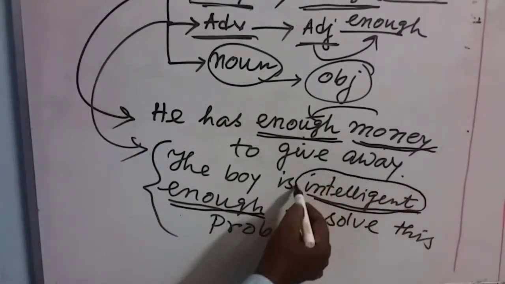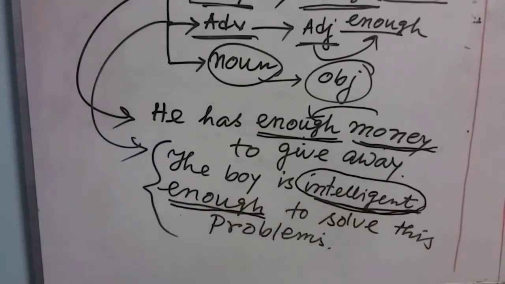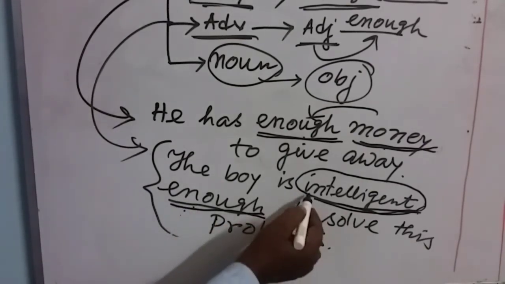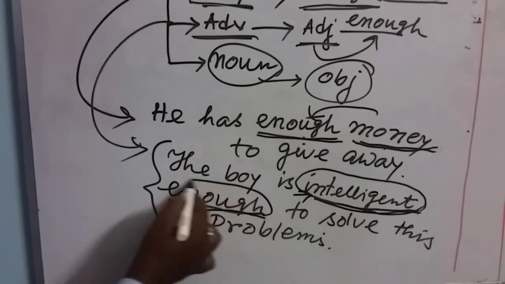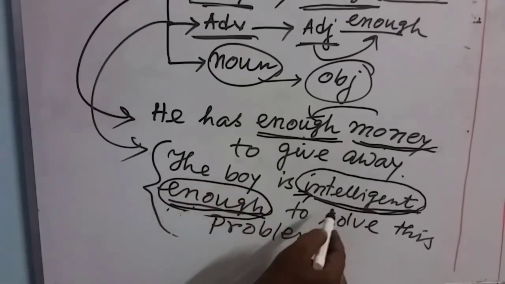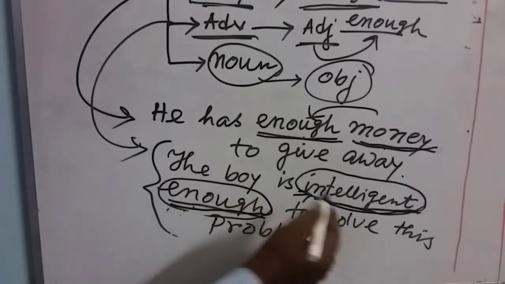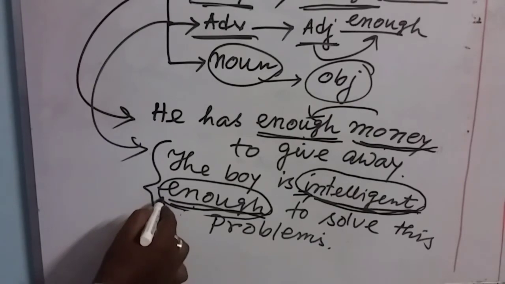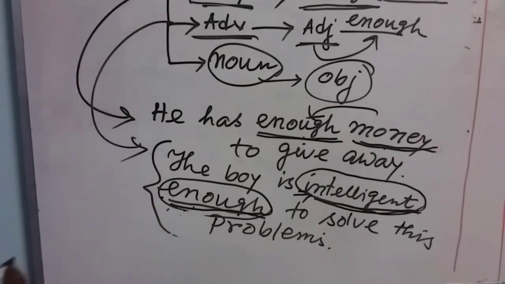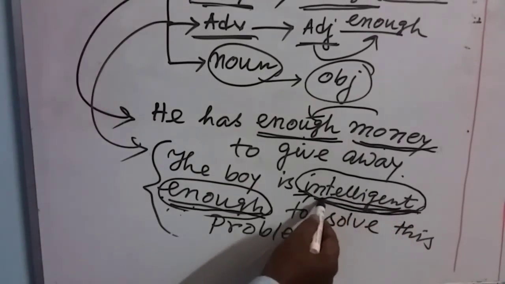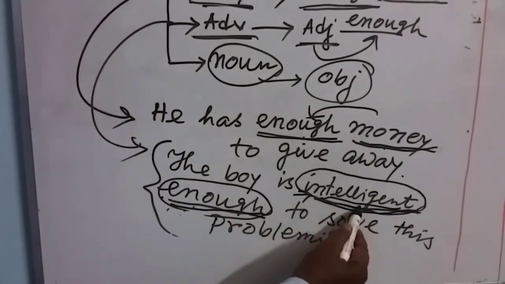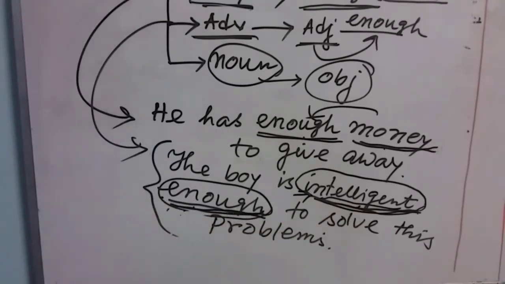of this term intelligent. That means it is used or it is modifying this term. So enough is modifying in this sentence the term intelligent. So intelligent is an adjective and this term is modifying an adjective, so obviously it's an adverb. And whenever it is used as adverb, we have to place it after the adjective, and we have written the same thing. At first the adjective, and after that we have written enough.